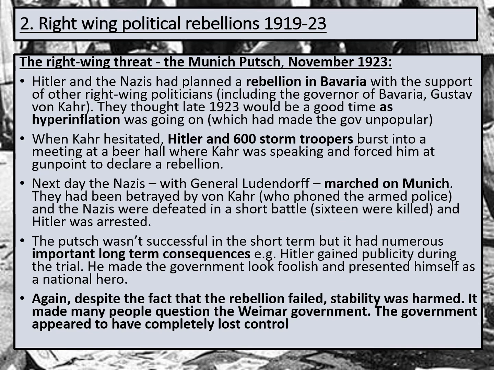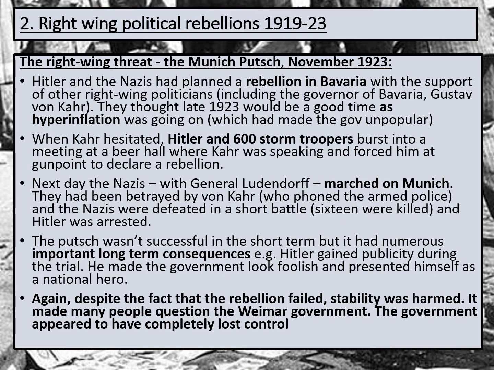The very next day, so this is happening on the 8th and the 9th of November of 1923, the Nazis, with General Ludendorff, who was a massive war hero and again gave the movement credibility, marched on Munich. Unknown to them, they'd been betrayed by von Kahr. Von Kahr, who still did not want to take part in the rebellion, had phoned the armed police. And then the Nazis were defeated in a short battle. 16 Nazis were killed and Hitler was arrested.